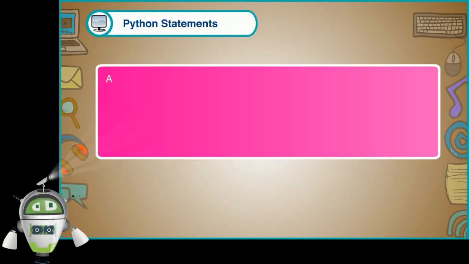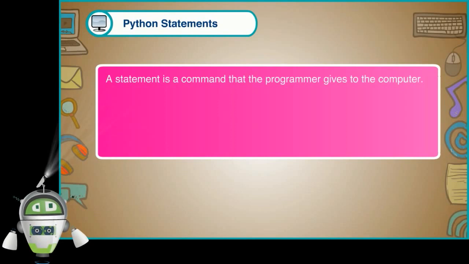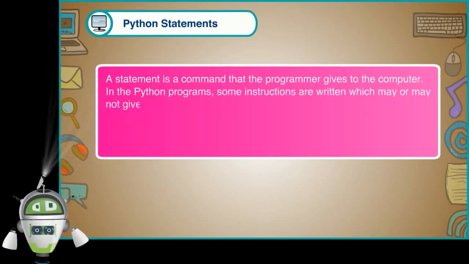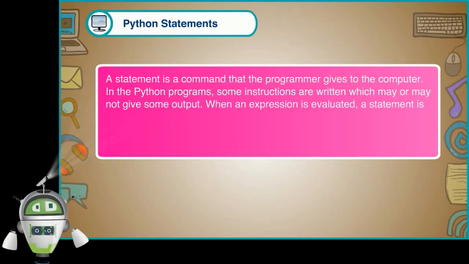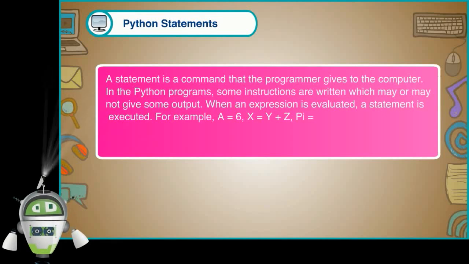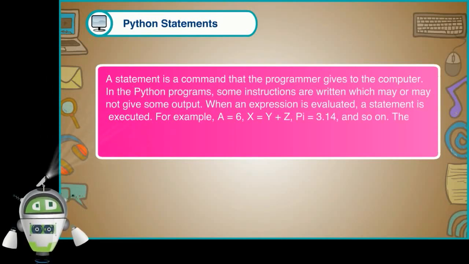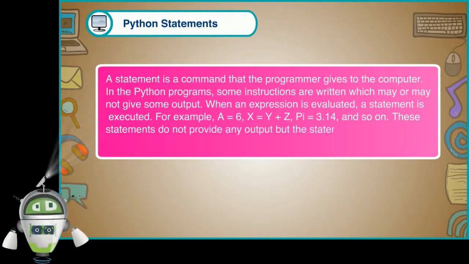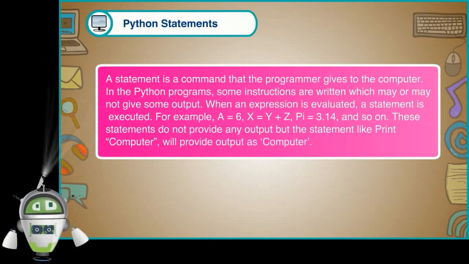Python statements. A statement is a command that the programmer gives to the computer. In Python programs, some instructions are written which may or may not give some output. When an expression is evaluated, a statement is executed. For example, a = 6, x = y + z, pi = 3.14, and so on. These statements do not provide any output, but a statement like print(computer) will provide output as computer.